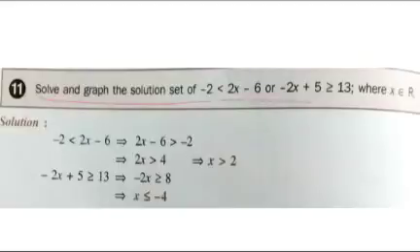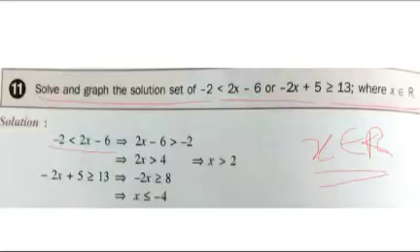graph the solution set of minus 2 is less than 2x minus 6 or minus 2x plus 5 is greater than or equal to 13, where x belongs to real numbers. Okay, so minus 2 is less than 2x minus 6. 2x minus 6 is greater than minus 2. So 2x is greater than 4, plus 6 minus 2, that is 4. So 2x is greater than 4 and x is greater than 2. 4 upon 2 is 2, so 2 comes here.